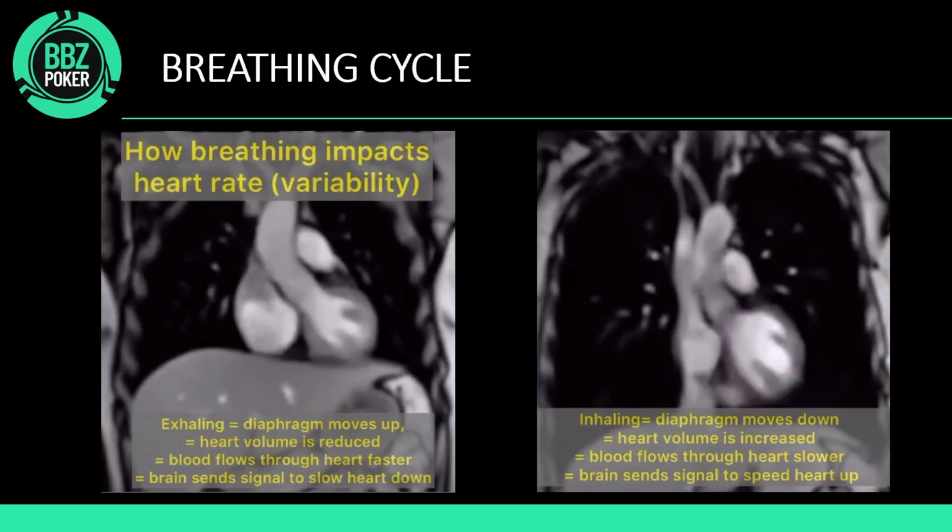Now let's look at what happens when you inhale consciously using your diaphragm. As I said already, the diaphragm moves down and the heart volume is increased. You can see here how the volume of the heart is increased. The blood flows through the heart slower, right? If the volume is bigger, the blood flow will be slower. So the brain needs to send a signal to speed up the heart in that situation, because there's more volume and we need more blood to flow faster through the heart.